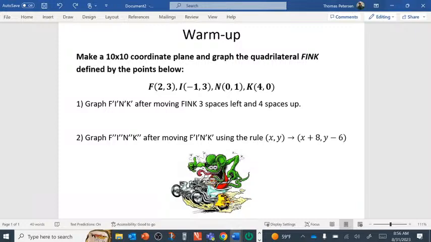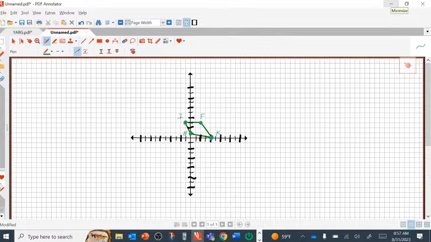So we're going to graph FINK prime after moving it 3 spaces left and 4 spaces up. Now remember, you can use a parchment paper to do that. And I see some of you guys already have some parchment paper, which is great. So let me go ahead and grab one of mine.